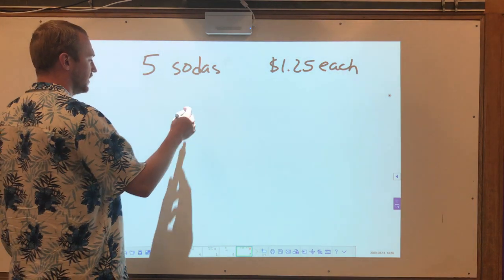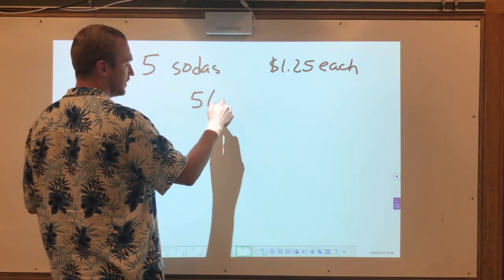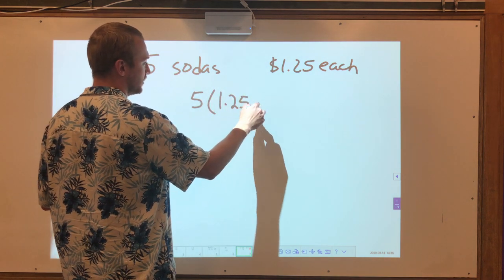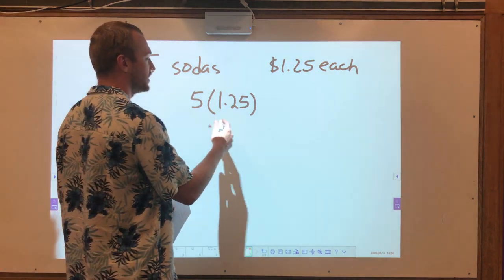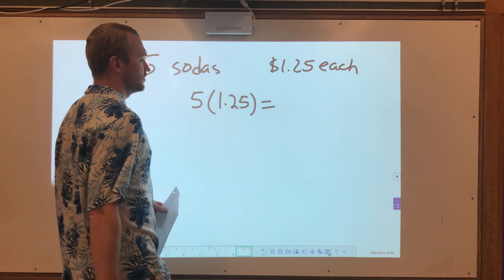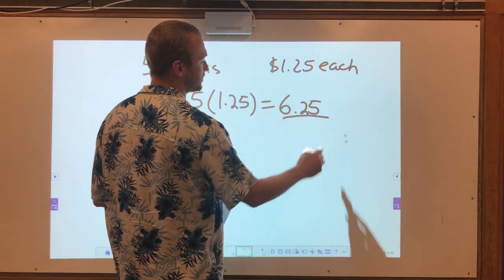Well, it's fairly simple. We take the number of sodas, 5, and we multiply by how much each soda is going to cost, which is $1.25. So 5 times $1.25 is going to give us a total of $6.25.